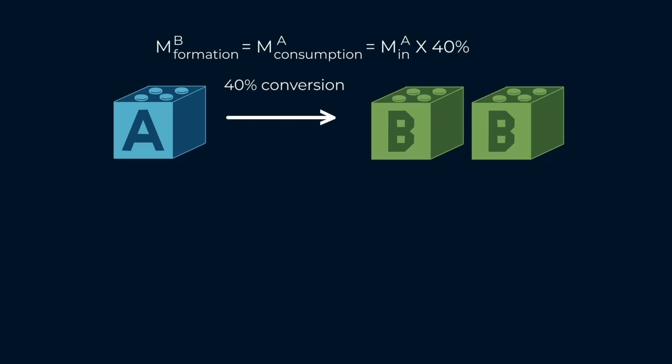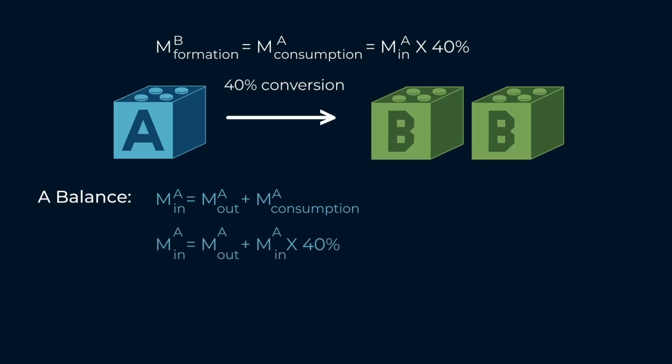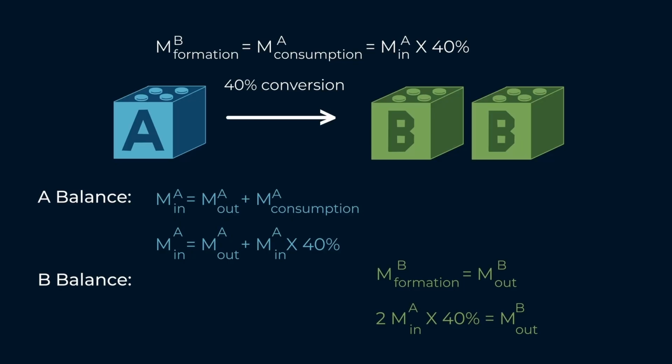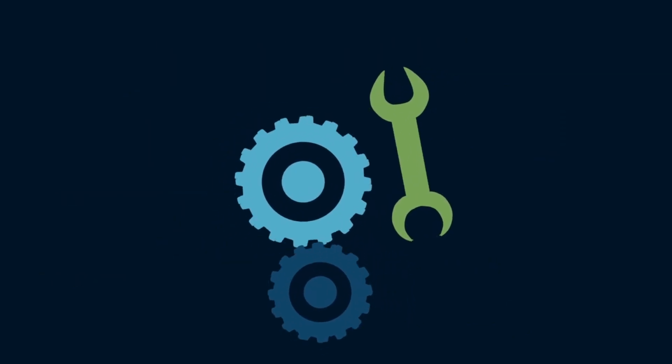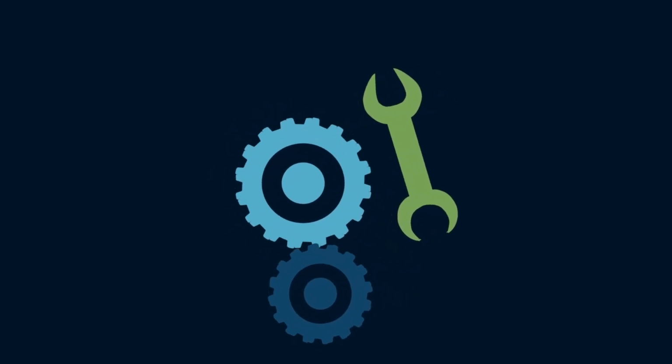For example, if 1 unit of A transforms into 2 units of B with 40% conversion, the steady-state material balance equation for A will be written as mass of A entering the system is equal to mass of A leaving the system plus mass of A being consumed, or mass of A entering the system is equal to mass of A leaving the system plus mass of A entering the system multiplied by its conversion. Using the same principle for B, we get mass of B being formed is equal to the mass of B leaving the system, or 2 times the mass of A being consumed is equal to the mass of B leaving the system. We now have all the tools we need to start solving real material balance problems.